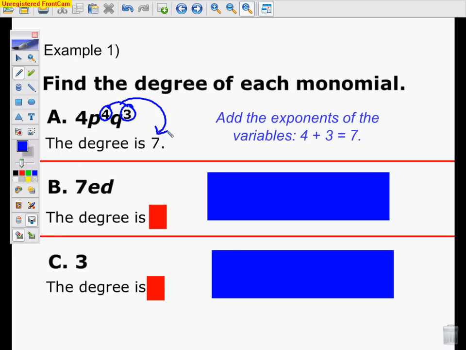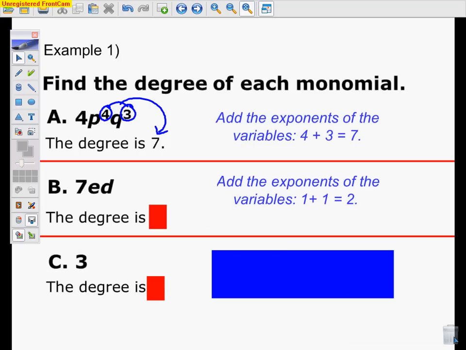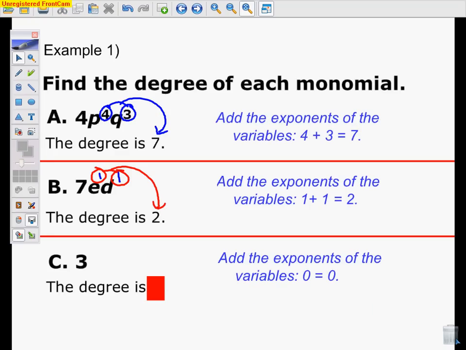Okay? B, the exponents on both of those are 1, and 1 plus 1 is 2. Okay? So 1 for the exponent on the E, 1 for the exponent of D. Add those together. 1 plus 1 equals 2. All right, and C. C is just a constant. So there are no variables. So the exponent on the variables is 0. So the degree is also 0.